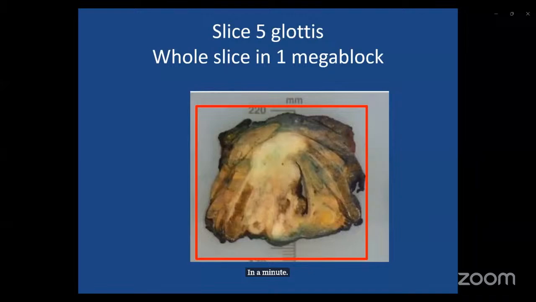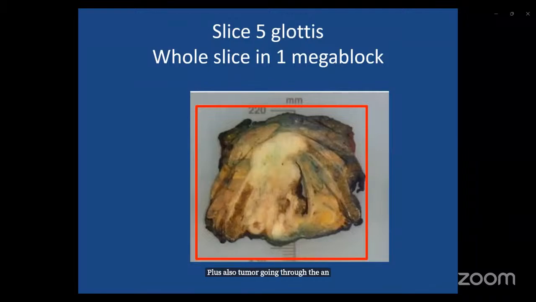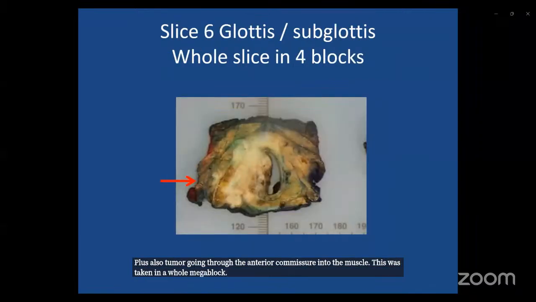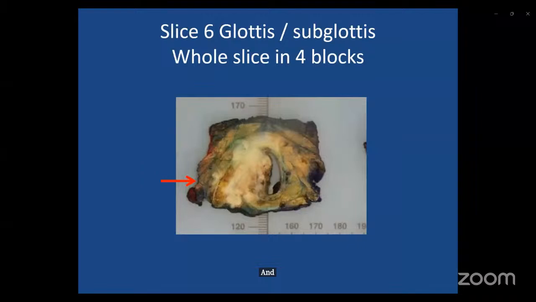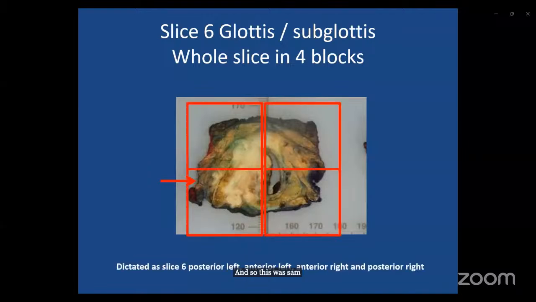Slice 5 was in the region of the glottis and was the epicenter of the tumour, showing it in its greatest extent, plus also tumour going through the anterior commissure into the muscle. This was taken in a whole mega block. And slice 6, immediately below, we were interested in this margin here for our lateral peripheral margin. So this was sampled in 4 small blocks, again dictated posterior left, anterior right, and posterior right.